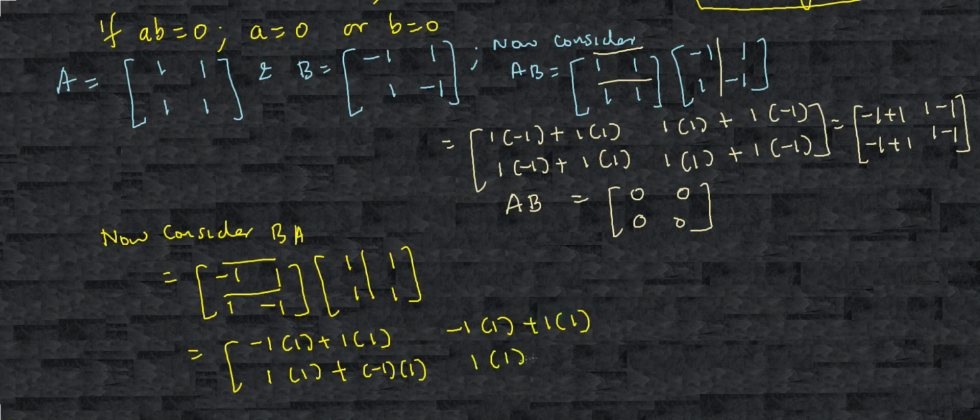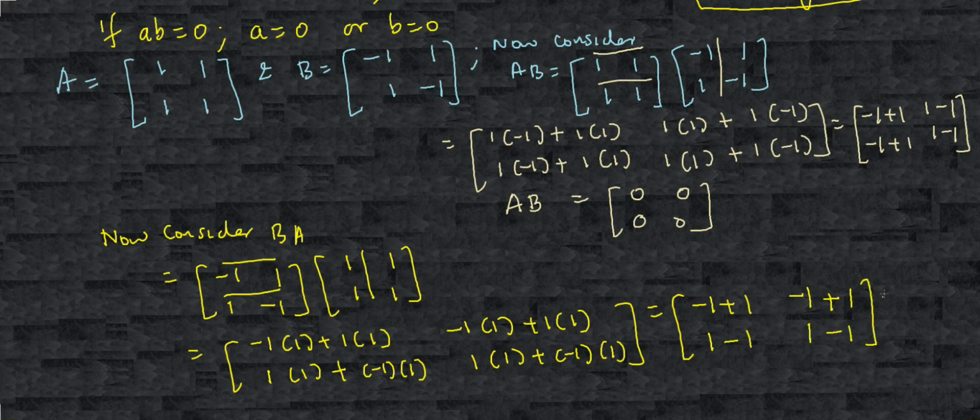Again the row with the column, 1 multiplied with 1, positive of negative 1 multiplied with 1, which would give me negative 1, positive 1, positive 1, negative 1, negative 1, positive 1, positive 1, negative 1. Upon simplification would give me 0, 0, 0, 0. So this is B times A.